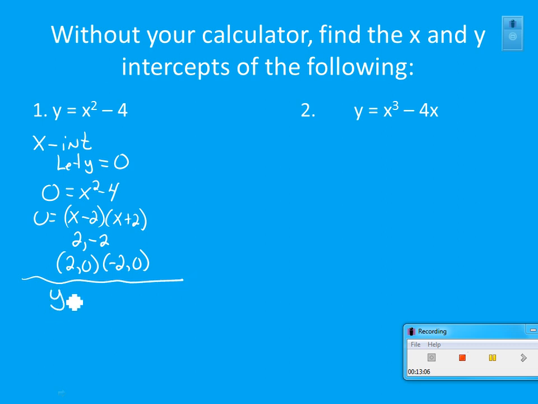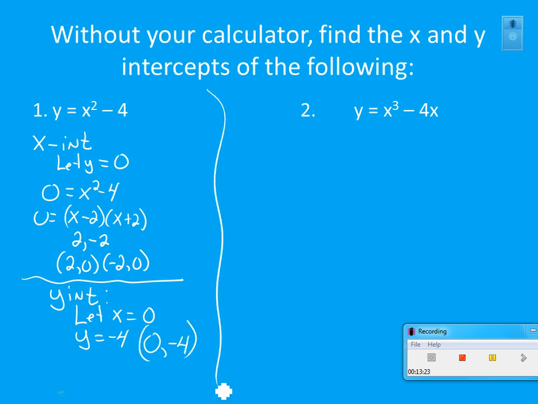To find the y-intercept, I'm going to let x be 0. If I do that, I get y equal 0 minus 4, so y equal negative 4. So my y-intercept occurs at (0, negative 4). So that's all there is to it. The factoring shows up once again, but we're getting better with that. So here's your number 2.